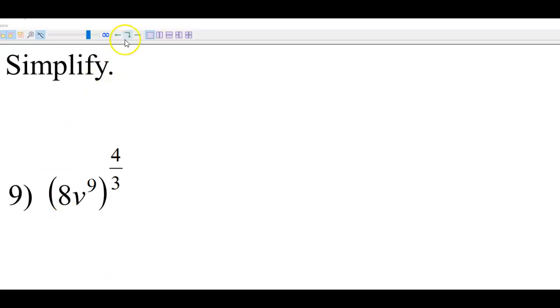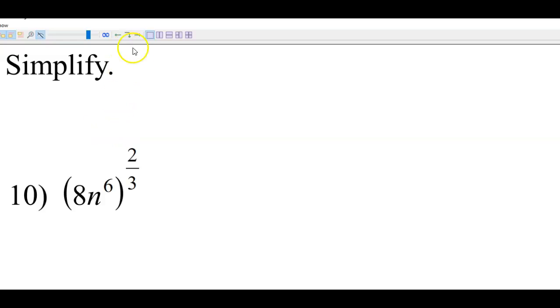We'll get up our next example here. One's kind of similar, so I think I'm going to skip ahead. Let's try this one. So we have 64v squared raised to the 3/2 power.